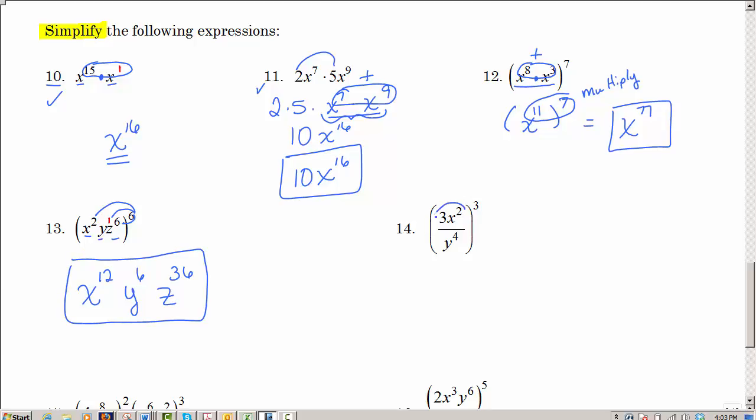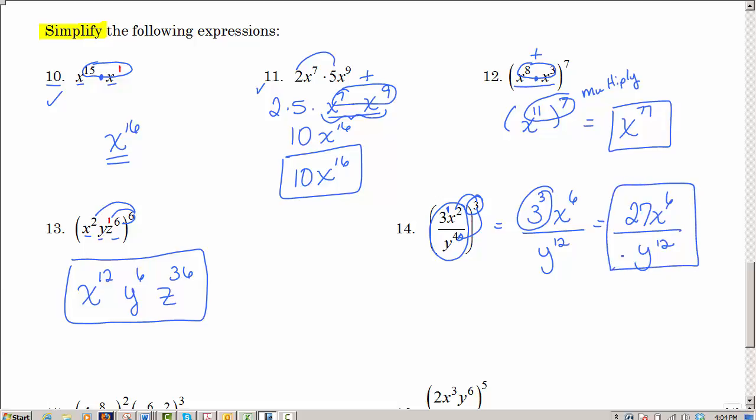Number 14. Look at that fraction. It cannot be reduced. So what do we have to do with it? We have to raise everything to the 3rd power, including the number. So I need 3 to the 3rd power. I need x squared to the 3rd power, meaning I'm going to multiply those. And then I'm going to keep y in the denominator and multiply those exponents. And then the only thing I need to simplify is that. And you're done. Just make sure if you have something like this, that this 3 goes to all the parts.